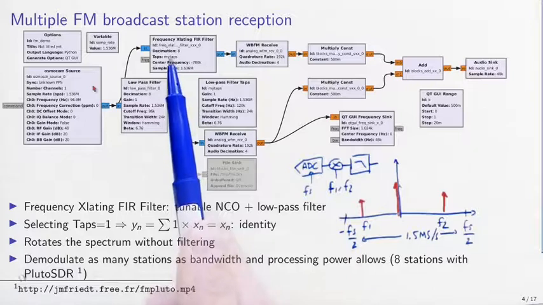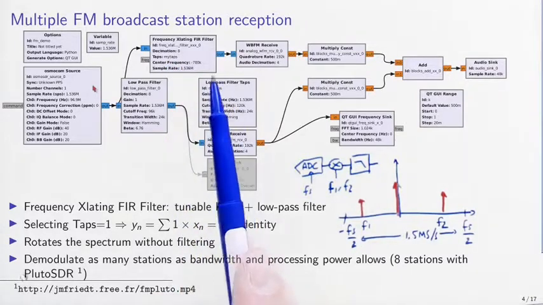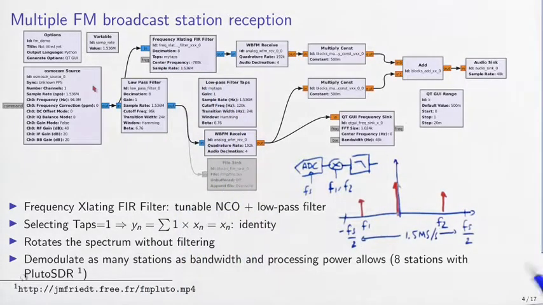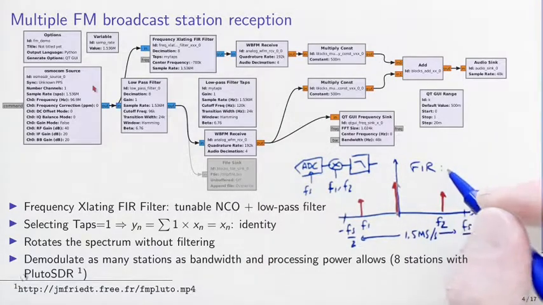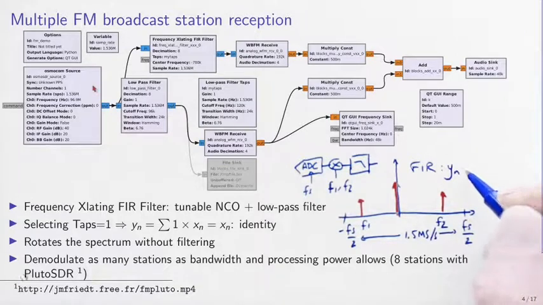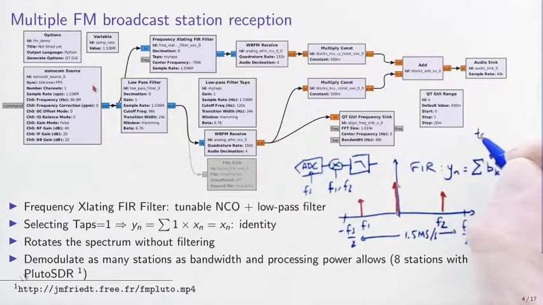Now these taps, these weights of the finite impulse response filter, are defined by these low-pass filter taps blocks. Remember that a FIR filter, a finite impulse response filter, is defined with an output at time n equal to the weighted sum of past inputs x. So we have a convolution which is written as sum of bk x[n minus k], with the b here being the taps.